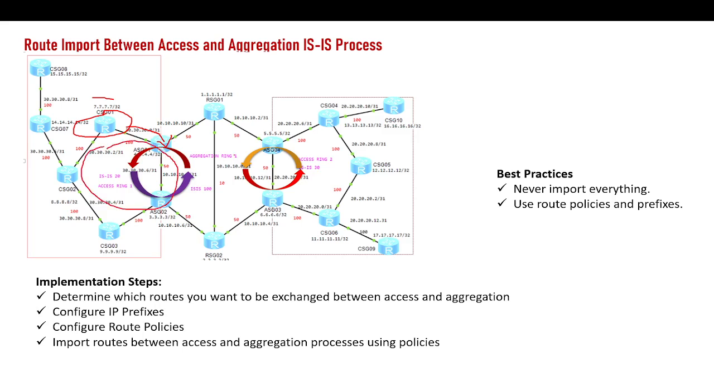You can see that we have the access ring and the aggregation ring. We are importing routes from the aggregation ring to the access ring, and we are also doing the same from the access ring to the aggregation ring. I've never seen a scenario where we are importing routes from access to access. This will cause chaos in the network, because you can have loops when you do that. So you always have to do it at the boundary between the access and the aggregation.